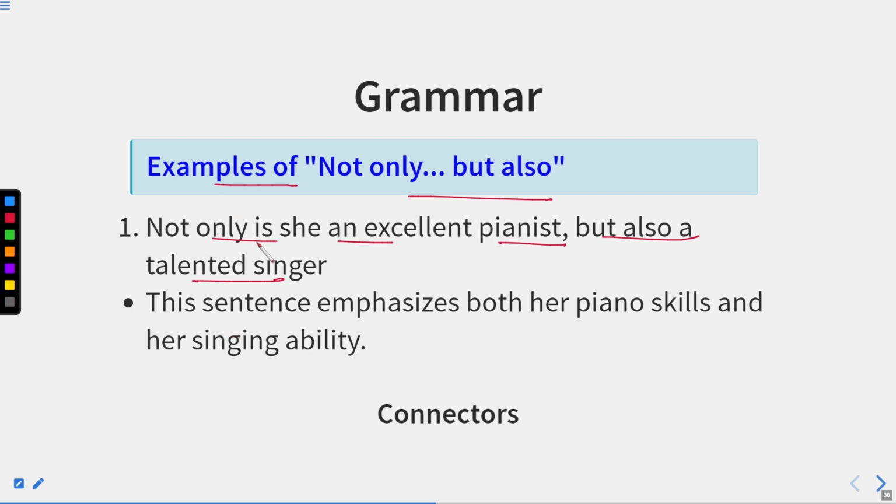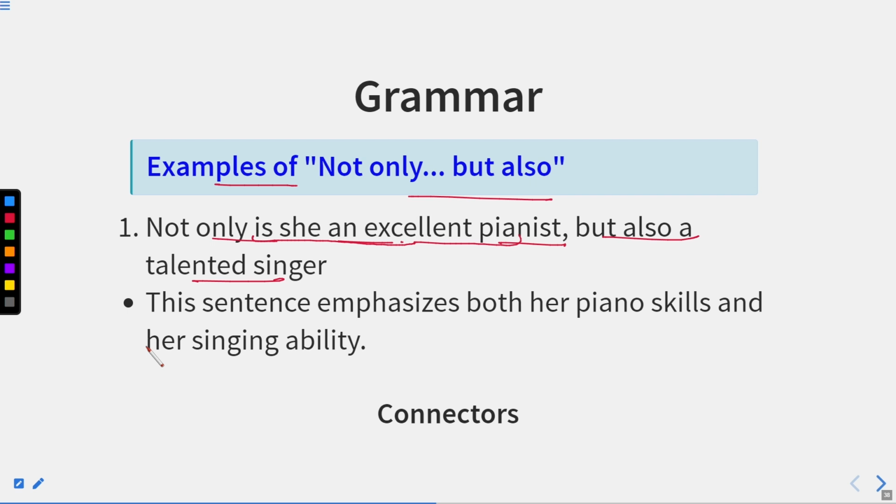Now, in this sentence, if I am writing "not only is she an excellent pianist," here you can see the structure is actually the question structure, "but also a talented singer." Now, this is the less commonly used sentence. In fact, the more correct sentence will be, though I am using "more correct" here not as a grammatical term, but just to emphasize that it can be said.